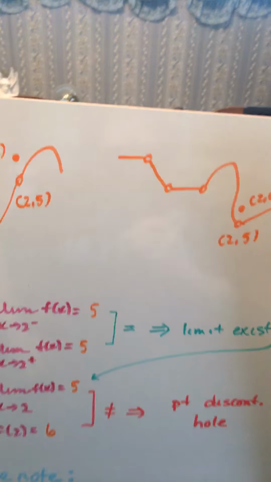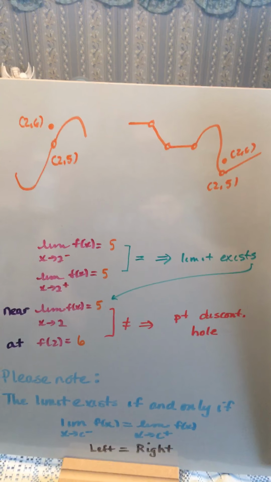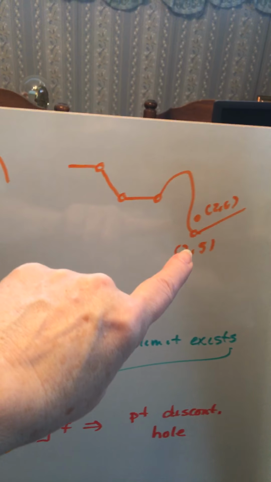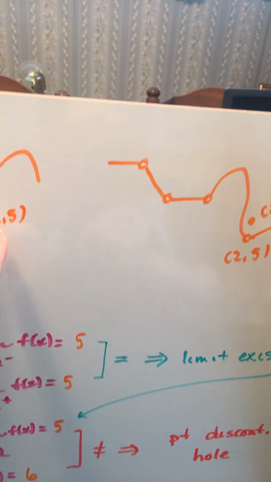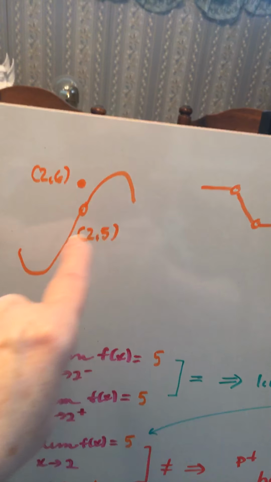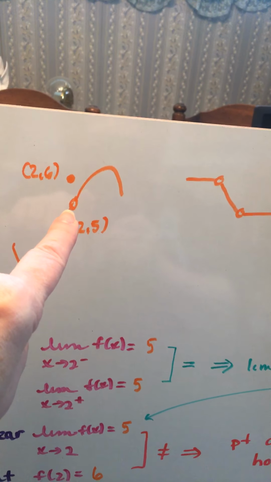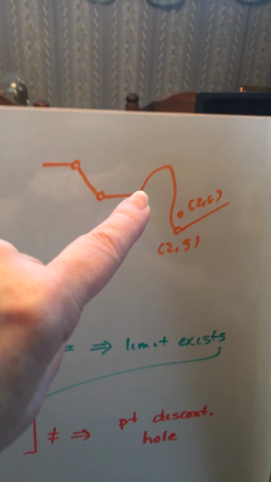Now, continuing on with holes, what happens when the point pops out and it's elsewhere? Notice my actual function value is at 6. But we're discussing what's going on at the graph as I approach 2. As I approach 2 from below, I'm going to 5. Approach 2 from above, I'm going to 5.